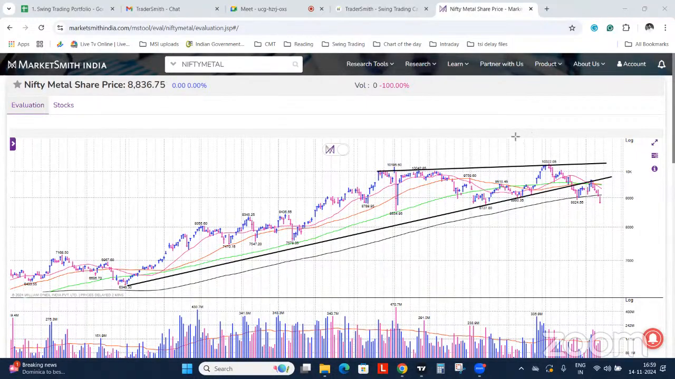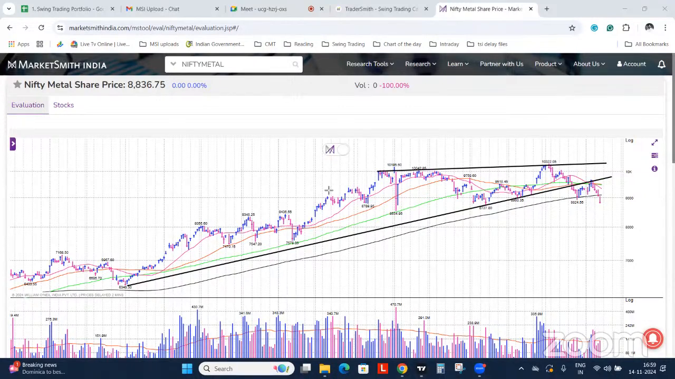So in short, technically, the way the overall market is placed, and the way it has fallen in the last 6 to 7 weeks, I can say almost all major indices like Nifty 50 and Sensex are almost 10% away from the recent high. Sectors like FMCG, metal, auto, except IT and banking, are also showing correction. So I can say the majority of the market is in correction mode.